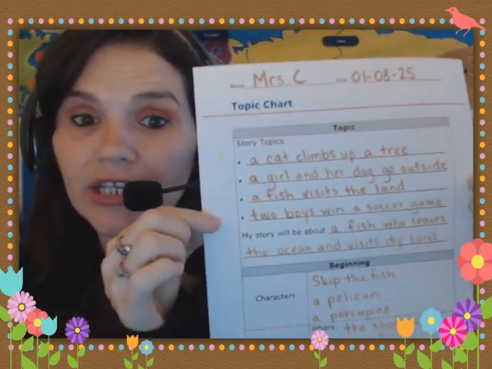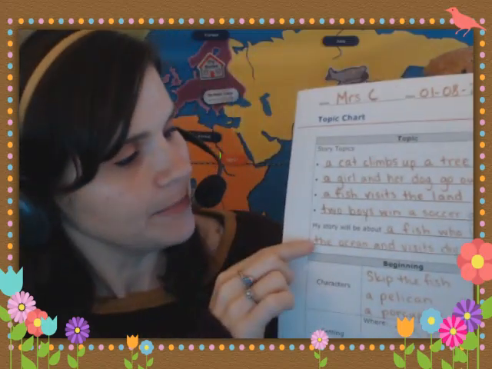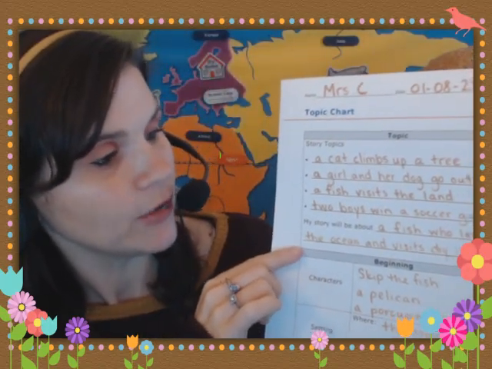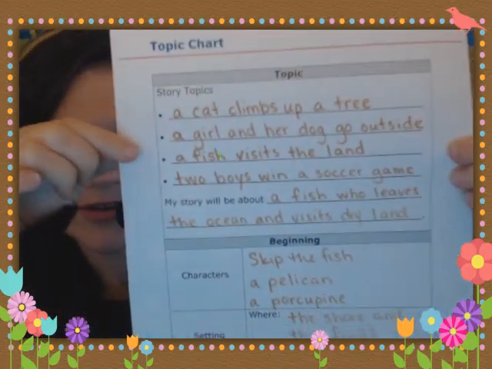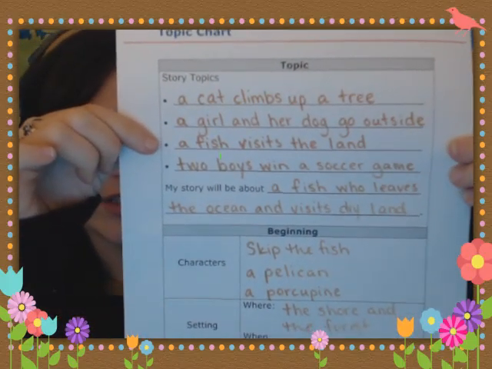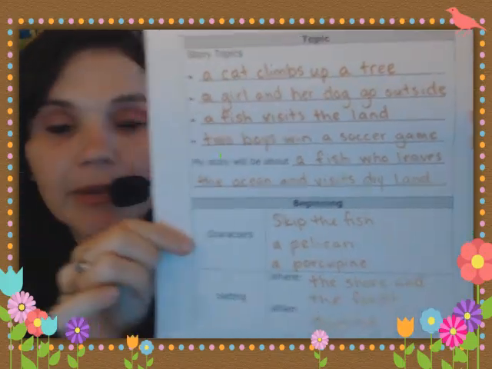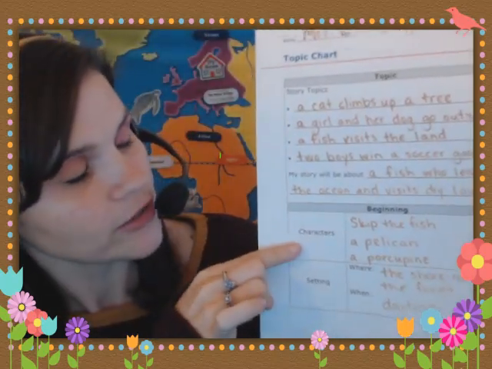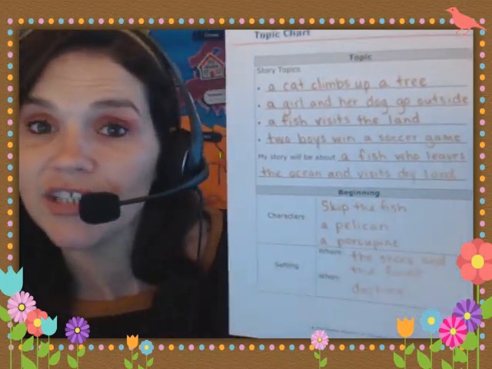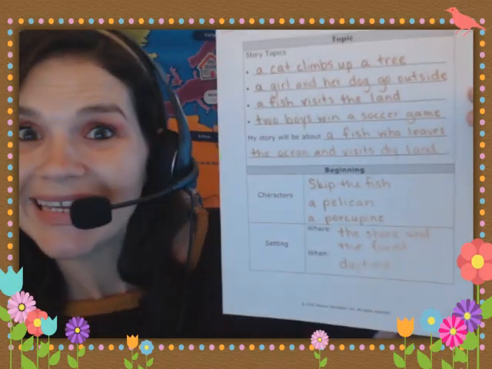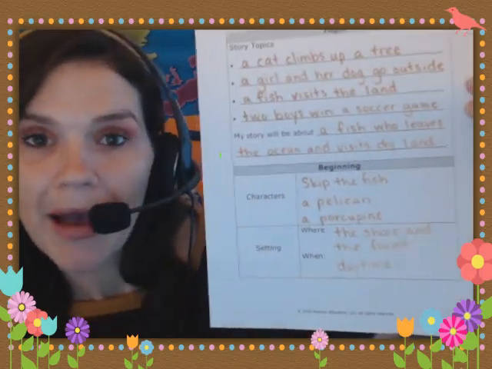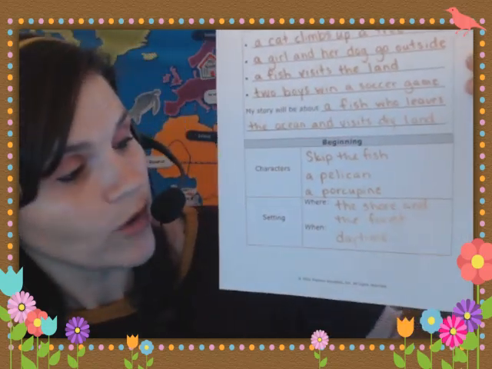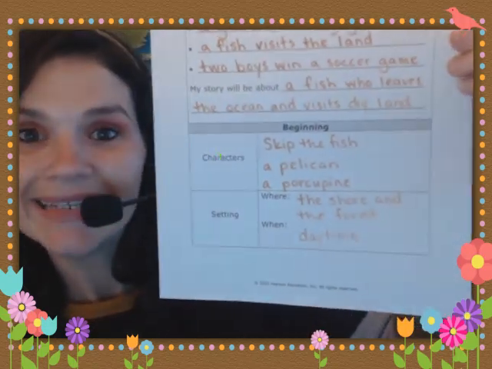I didn't know which one I wanted to choose, but I decided my story will be about a fish who leaves the ocean and visits dry land. So I picked right here, this third idea. A fish visits the land. Down below, I've got the beginning, just like Gennard did in his chart. My characters are going to be Skip the fish, that's his name, Skip, a pelican, and a porcupine. My setting is going to be in the shore and the forest, and it's going to happen in daytime.